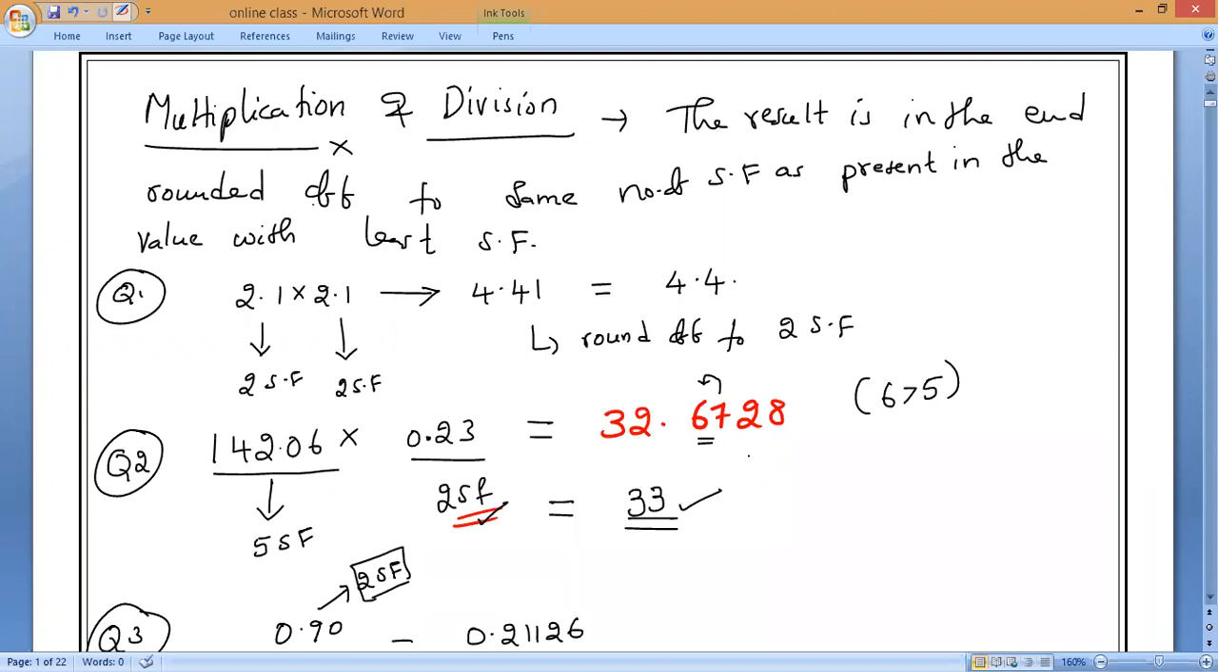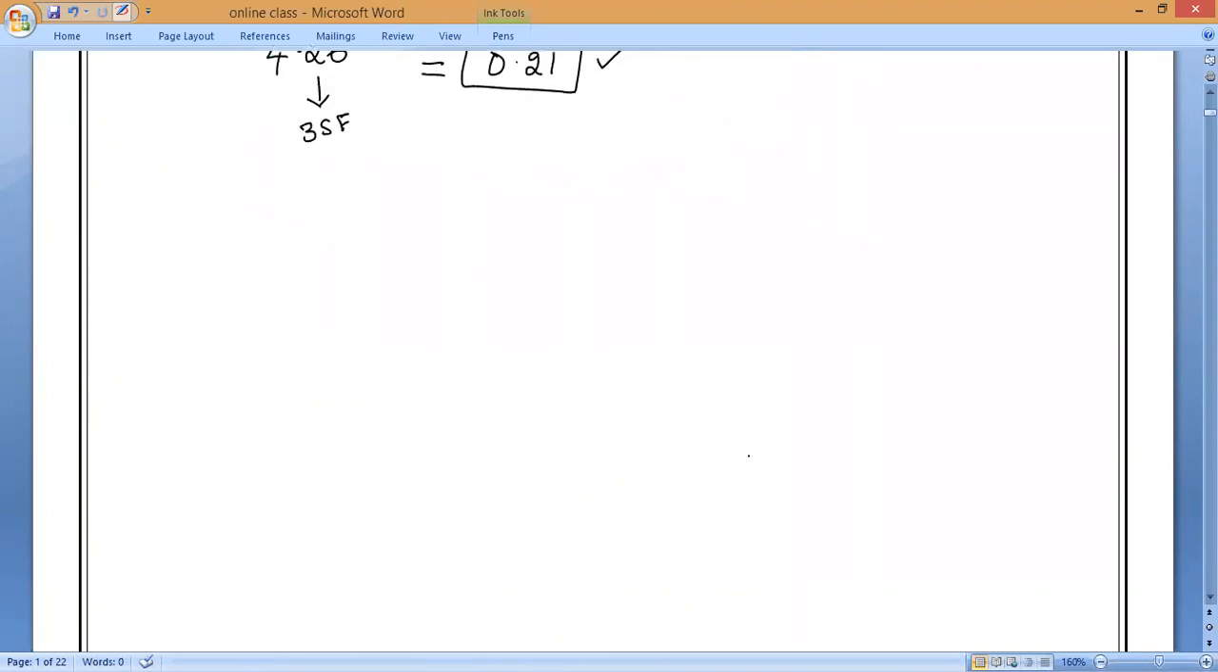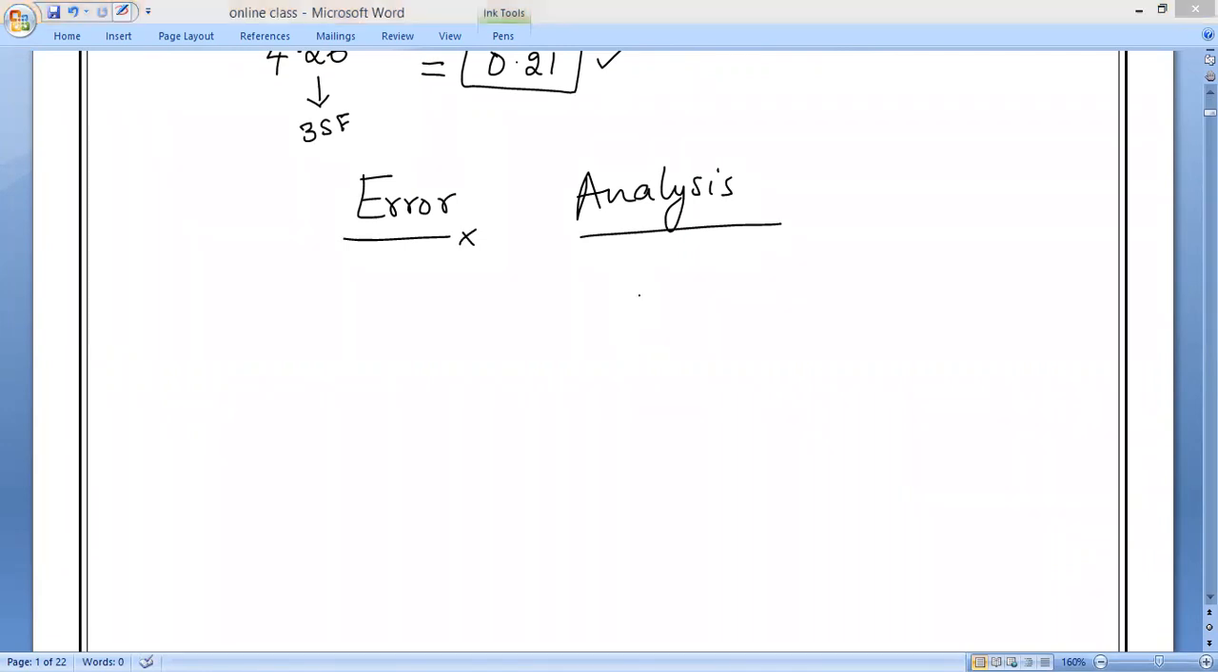Yes, sir. So next, the concept we are going to study is error analysis. So now let us come to the error analysis. This is the most important concept, and many NEET and JEE questions can be found in this every year. So what is the meaning of error analysis?